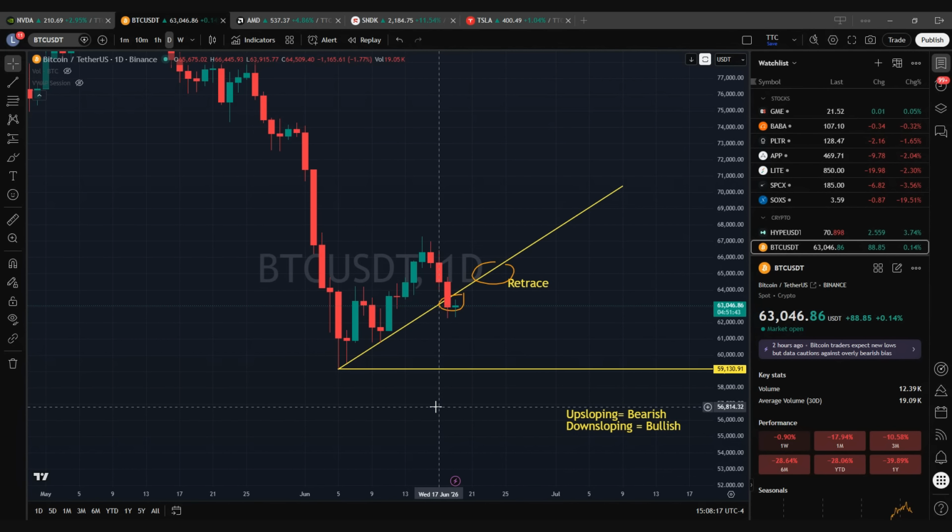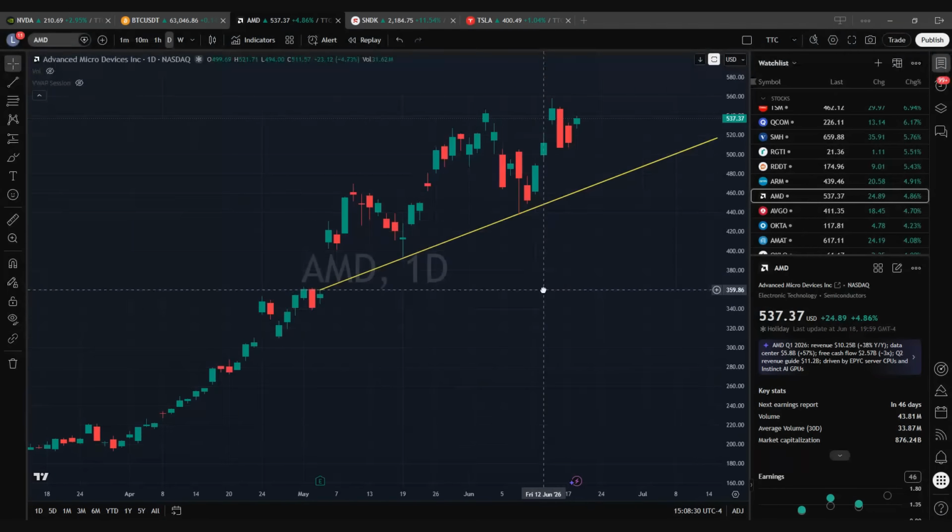Really, really easy to play out if this were to break, close below, retrace, and then come down, because we know how cryptocurrency sometimes moves. And finally, for Plan C, we're going to be talking about AMD.